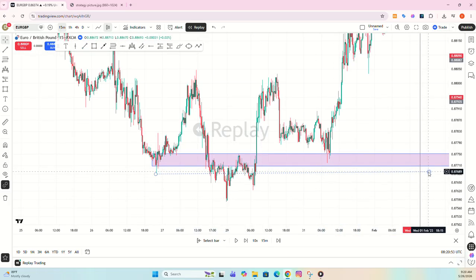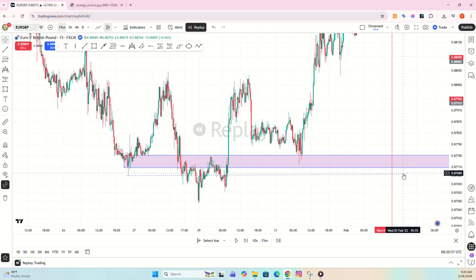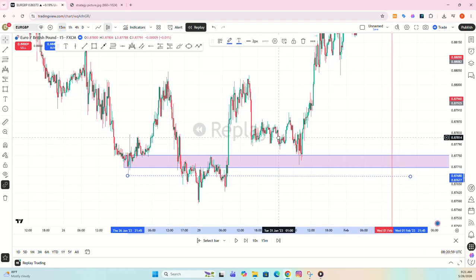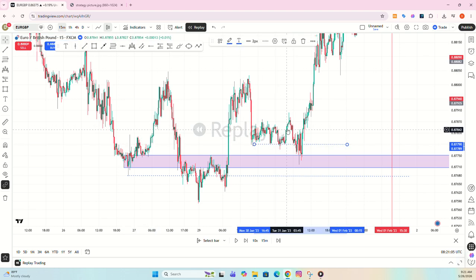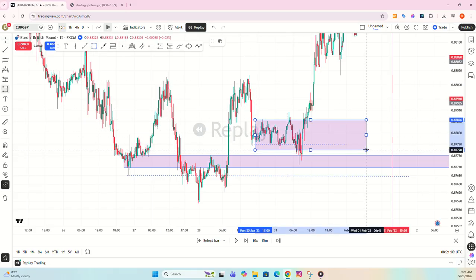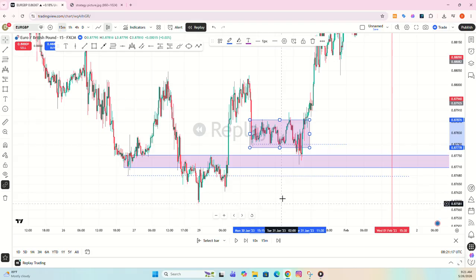And you know why this is a valid setup? I would say this is a valid setup because one, it has structural liquidity, which is this. It's created structural liquidity and a lot of liquidity here. You see, from this point to this point, it created a lot of liquidity before moving down to tap.